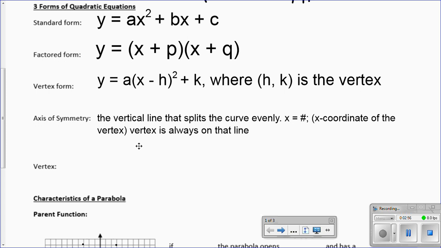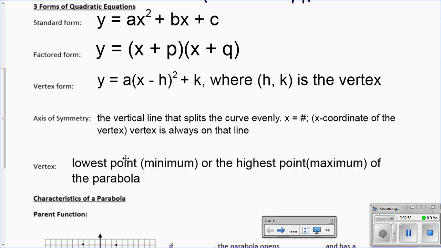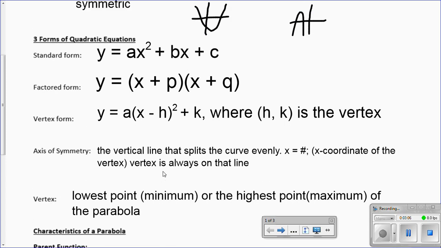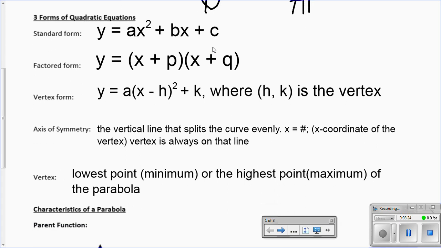Now we've talked a lot about the vertex. How about we talk about what it means? The vertex is the lowest point, which we call the minimum, or the highest point, which we call the maximum, of the parabola. So if you go back to these, this has a maximum because that's the highest point of the curve. That's also where I'm going to draw my line of symmetry. This one, which is a little wonkier, that's my vertex because it's the lowest point, that's my minimum. My line of symmetry would go right through there.